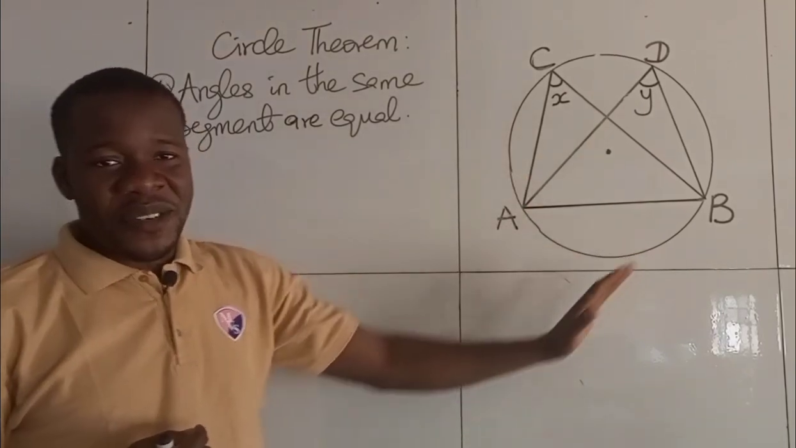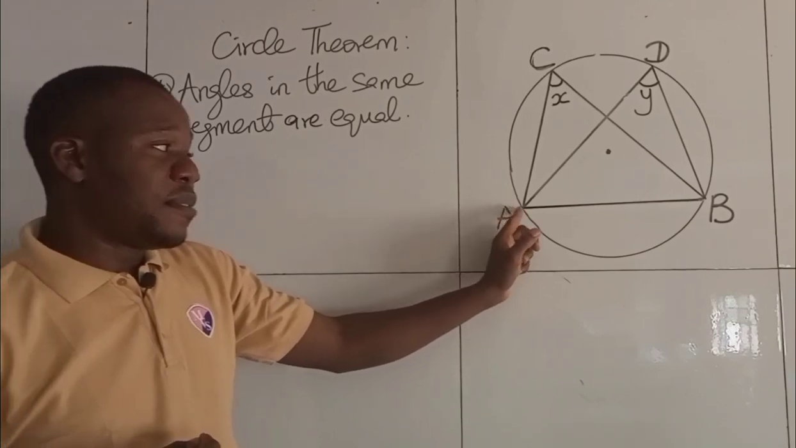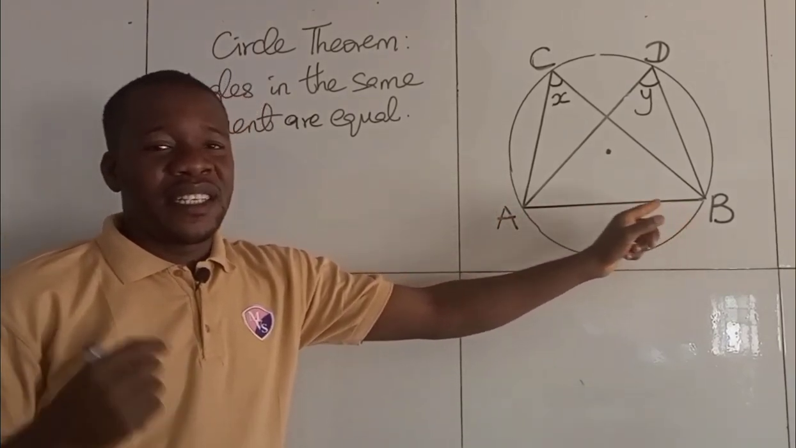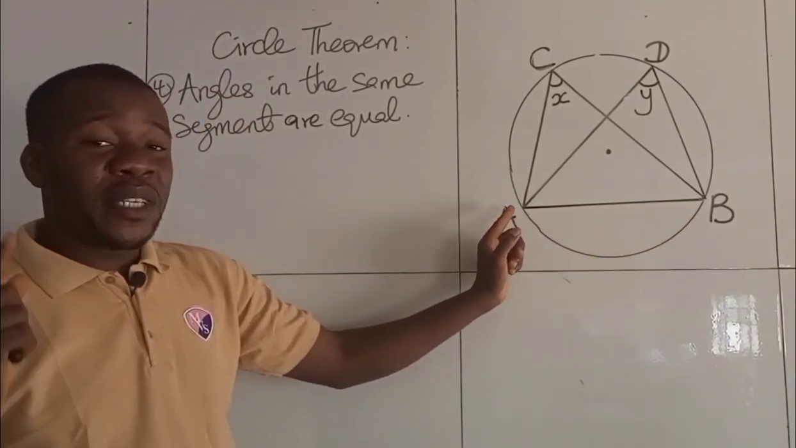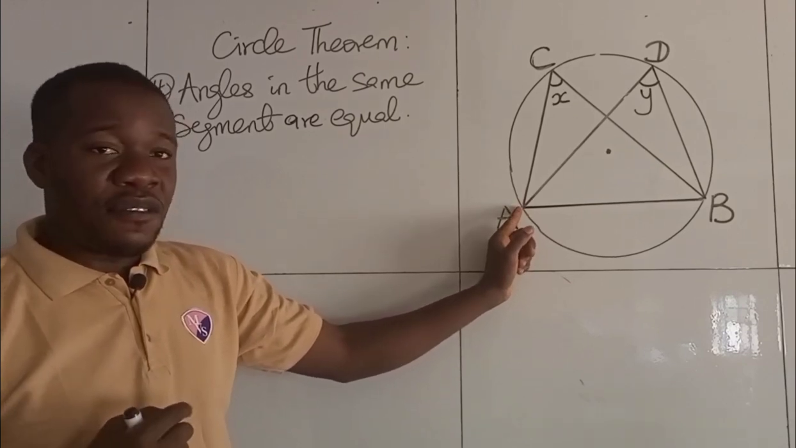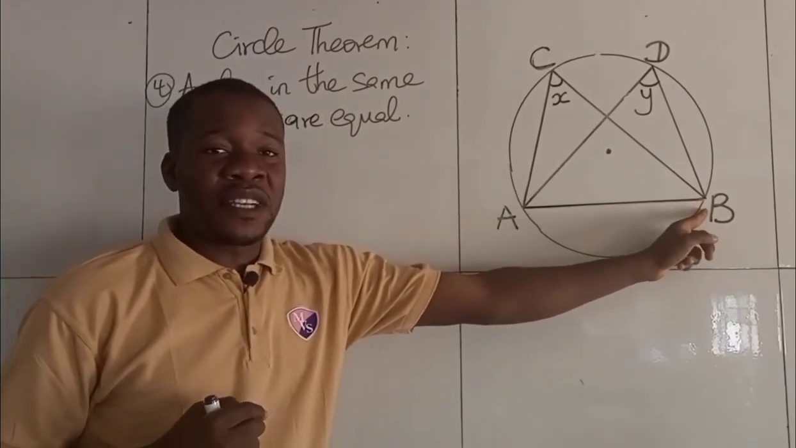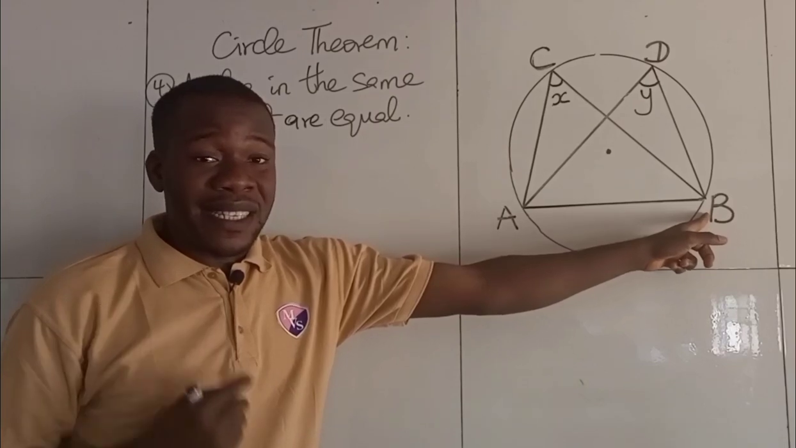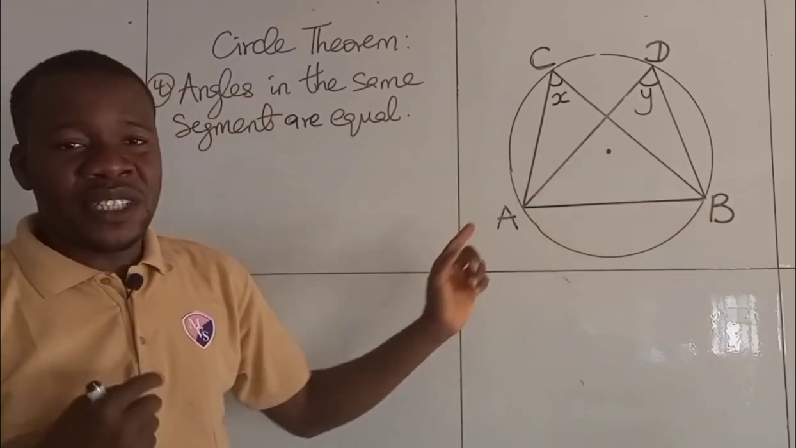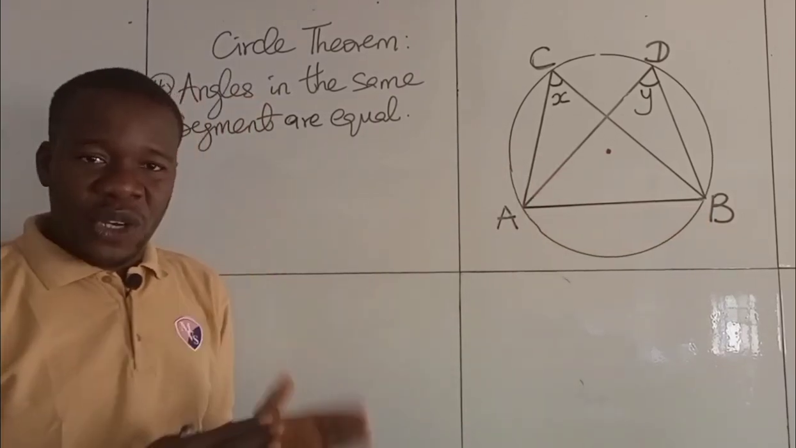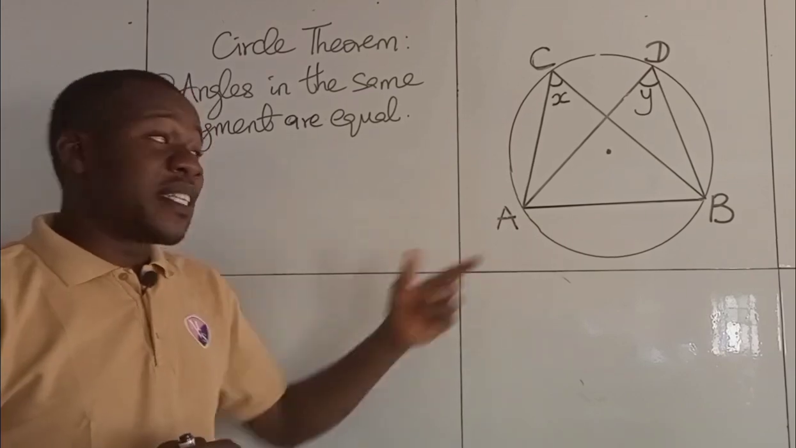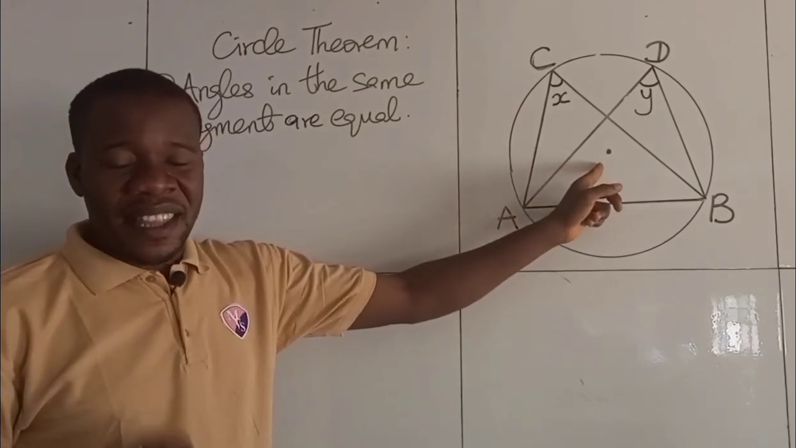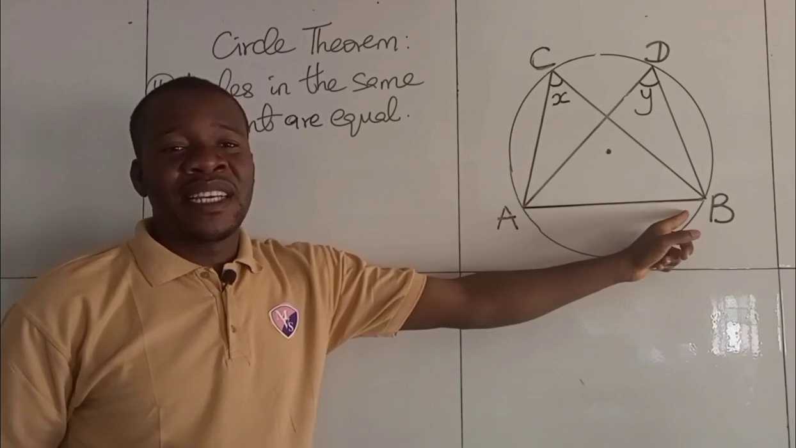So we have a circle, and then we have a line from A to B. Recall, whenever we have a straight line from one point of the circumference down to the other point of the circumference without passing through the center, such a line is called a chord. And if it does pass through the center, it becomes a diameter. So line AB is a chord.